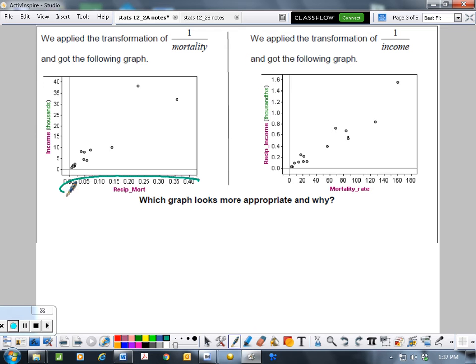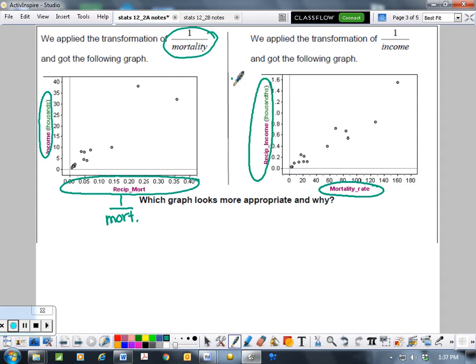So now what I have is the reciprocal of the mortality rate. So really just 1 over mortality, which I just told you right here. And I kept my Y's the same, the income. And so as we can see, that's no longer curved. Now over here, I left mortality rate the same, but then I did 1 over income. So I did the reciprocal of the income. And you can see both of them have really straightened out.